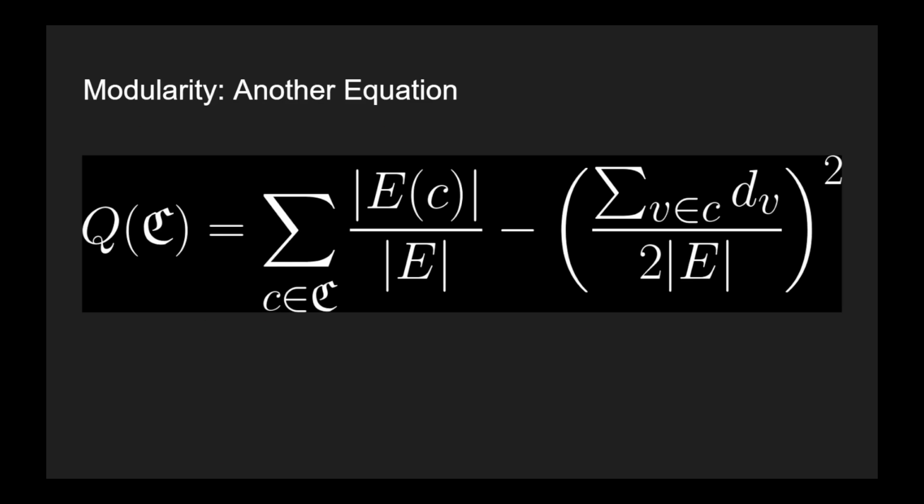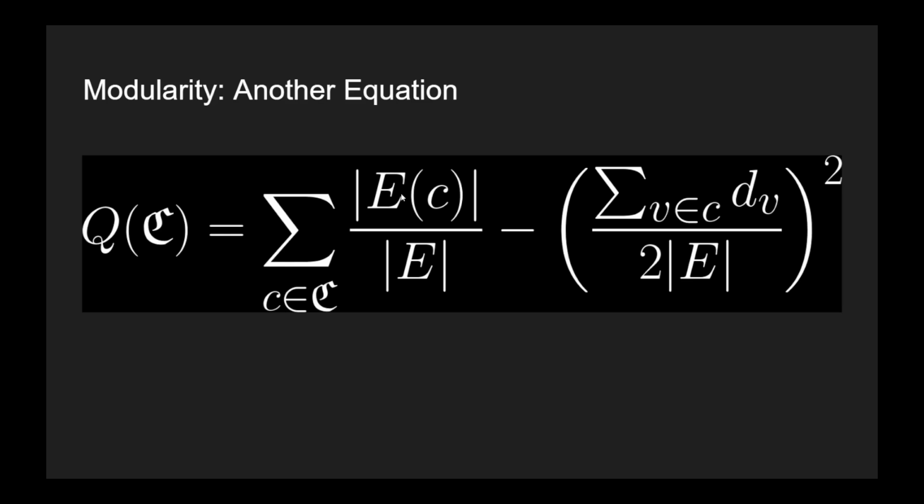Okay, so now I'm going to introduce another form of the modularity equation. So this is another popular form of the equation that you may see, and it evaluates to exactly the same thing that the other equation evaluates to. And here what we have is, rather than a summation over every pair of vertices, we have a summation over each community in the set of communities. And we're going to add stuff up.